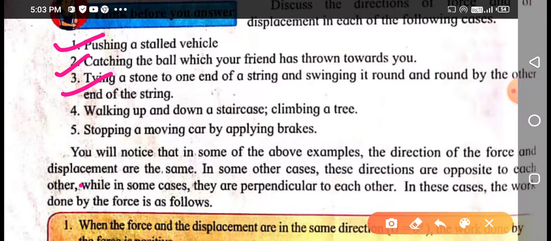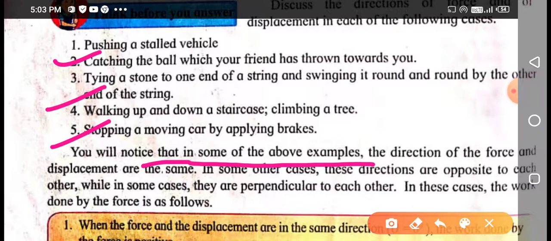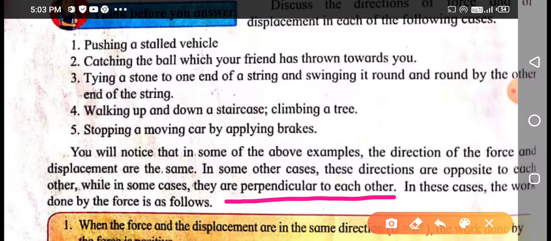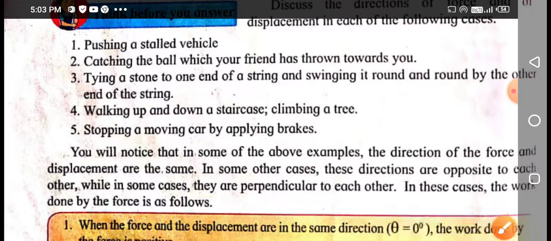Tying a stone to one end of a string and swinging it round and round by the other end of the string, walking up and down the staircase or climbing a tree, stopping a moving car by applying the brakes. Now see here students, you will notice that in some of the above examples, the direction of the force and the displacement are in the same direction. In some other cases these directions are opposite to each other, while in some cases they are perpendicular to each other. In these cases the work done by the forces is as follows.